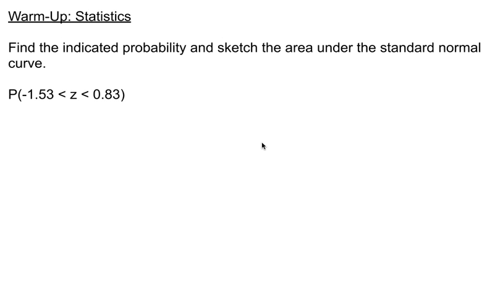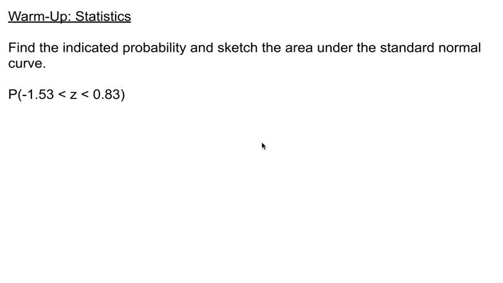In this next section, we're going to look at how to find probabilities when we have a normal distribution that is not the standard normal distribution. That means the mean is not 0 and the standard deviation is not 1. So to start, let's review the idea of finding probabilities with a standard normal curve. All right, so try this problem on your own and then check your answers.